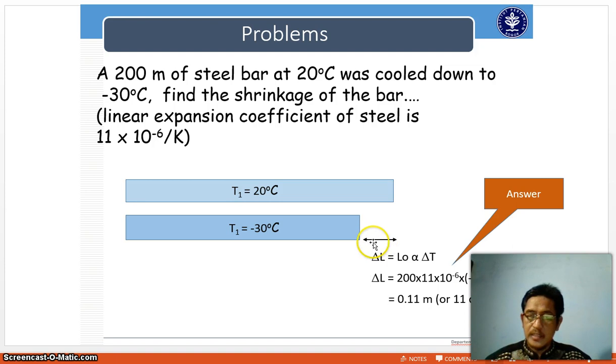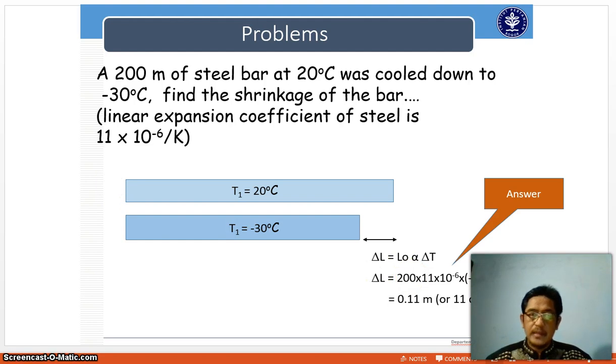and delta L, the change of the length of this bar, equals L naught, the initial length, times alpha, the coefficient of linear expansion, times the change of temperature. L naught is 200 meters, the coefficient of linear expansion is 11 times 10 to the minus 6, and the change of temperature, the final temperature minus the initial temperature, is minus 30 minus 20, so we get minus 50 degrees Celsius. So at the end you will see that delta L is about 11 centimeters.